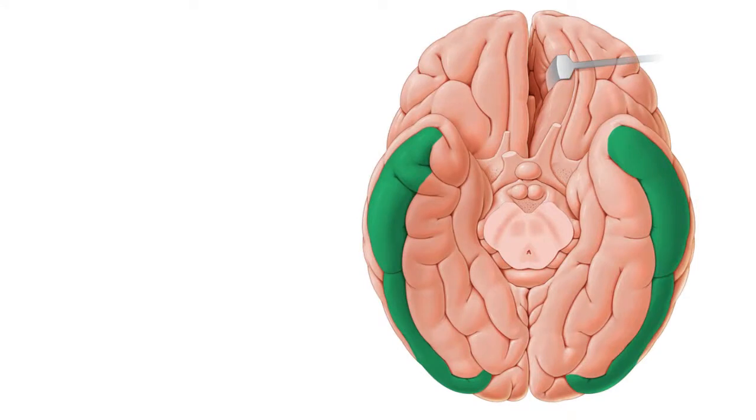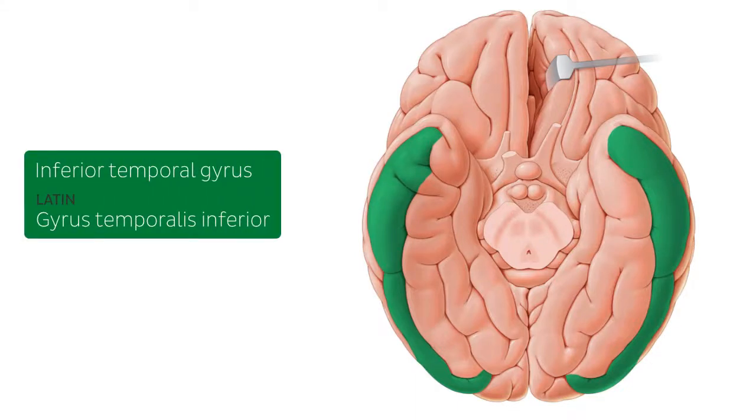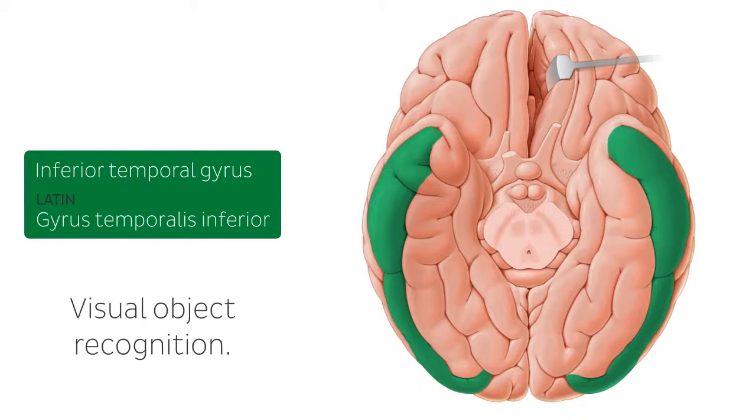The sulci that we described previously border some important gyri in the basal surface of the brain. Now, this one that we see now highlighted in green is known as the inferior temporal gyrus. Now, this gyrus is located between the inferior temporal sulcus and the occipitotemporal sulcus. This gyrus, from the functional point of view, is critical for visual object recognition.